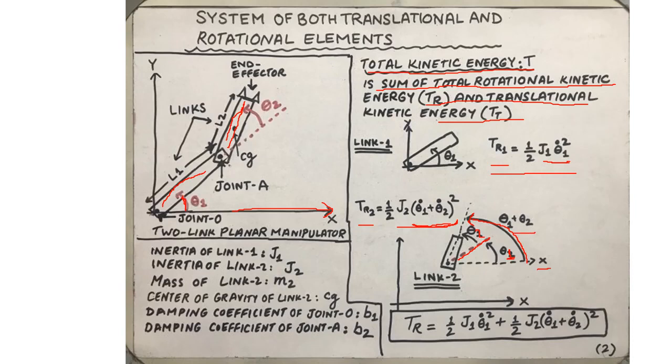Again, this highlights the importance of first defining the reference axis system before writing the expressions of kinetic energy, potential energy, or dissipation energies. Therefore, the total angular displacement, and hence the total angular velocity, of link 2 will be θ2 dot plus θ1 dot, whole square, times the mass moment of inertia of link 2 divided by 2. Combining the two rotational kinetic energies should give us the expression shown here.